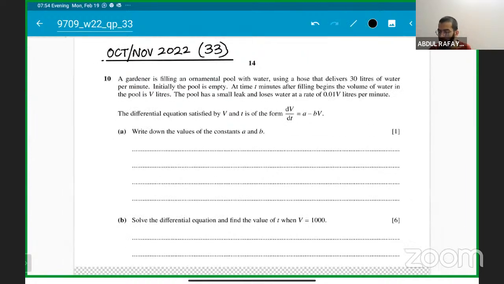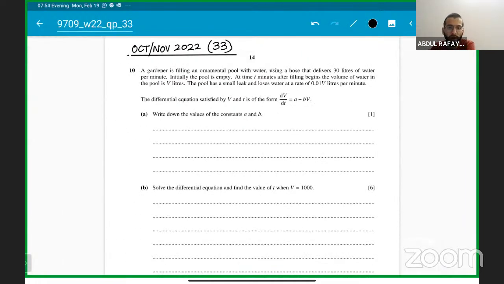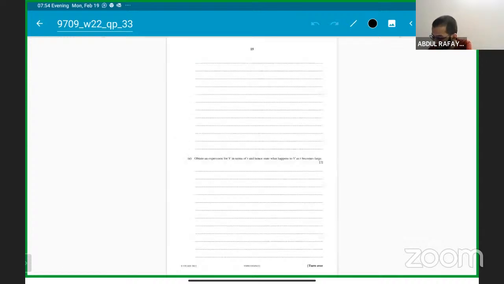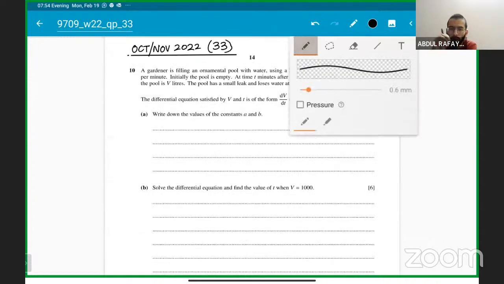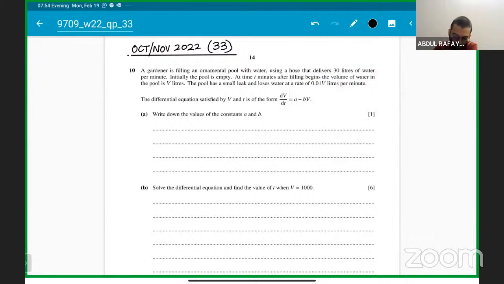So we have question number 10 from October, November 2022, paper 3. This is around a 6, 7, 9 marks question. So 8 marks, 6 marks, 7 marks, 10 marks, 12 marks, 15 marks as well. They can test you along these lines.